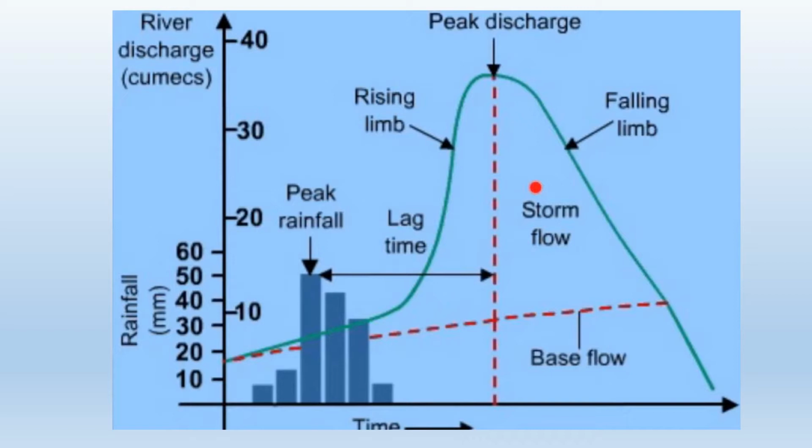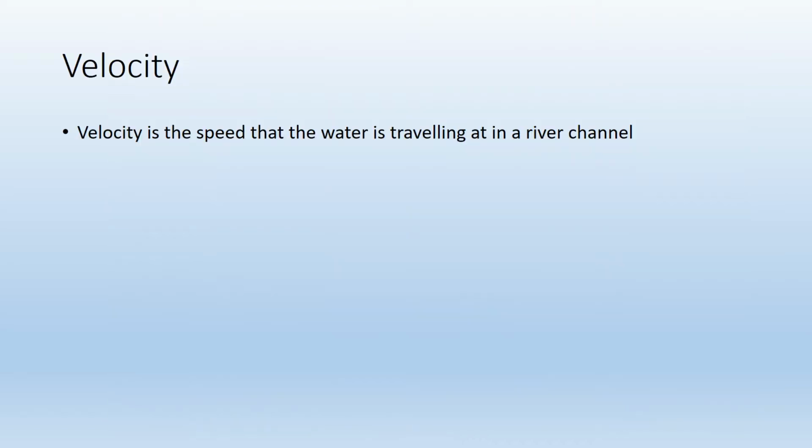So hopefully then you've got a nice copy of your own of a flood hydrograph, and we're going to have a little look through the different bits and pieces and what it means. First of all, we just want to talk about a few key terms here. First of all, velocity. So hopefully you already know this, but just a reminder of what velocity means. Velocity is speed, and it's the speed of the water travelling in the river channel. So that's what we're referring to when we talk about velocity here.